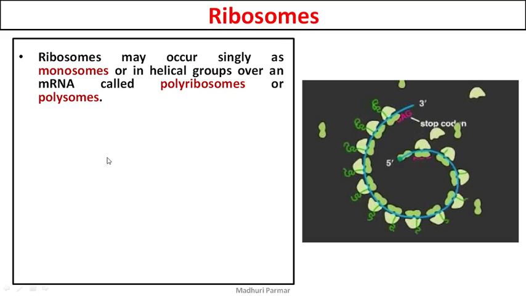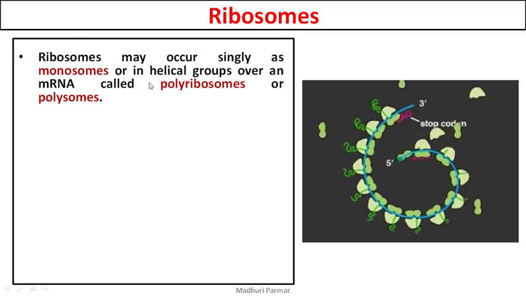Now they may occur single. As we saw in the previous slide, the ribosome may occur singly, in which case it is called a monosome. Mono means one, and some means body, single body or single ribosome.